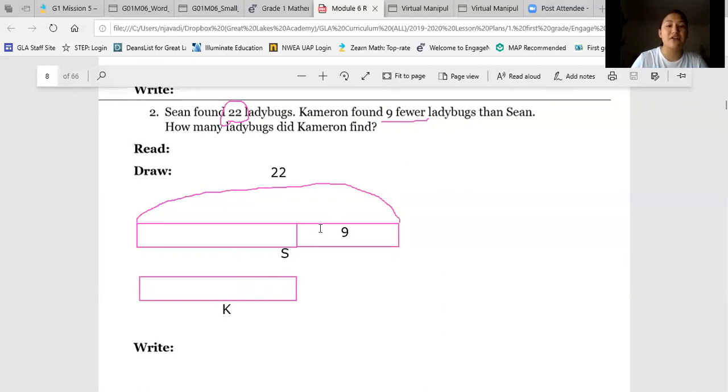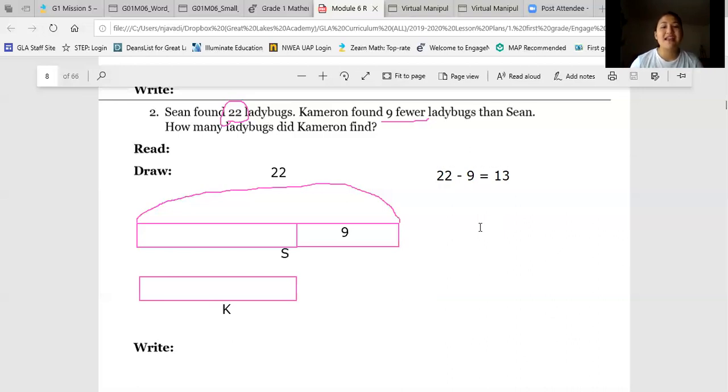If I am looking for this missing piece right here, I know my total is 22. So I'm going to start with my total in the subtraction number sentence. I know that one of my parts is 9, so I'm going to take away 9. Now I need to find what that equals. Let's grab 22 and count down 9 times. Get ready, do it with me. 22, 21, 20, 19, 18, 17, 16, 15, 14, 13. Whoa, we counted down 9 times and we found that we were at 13.